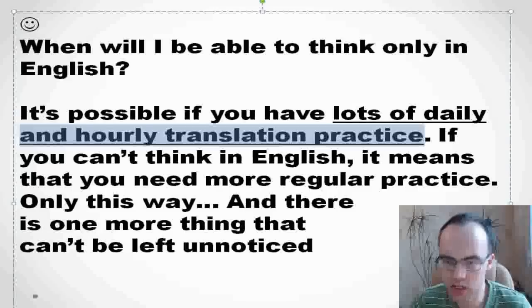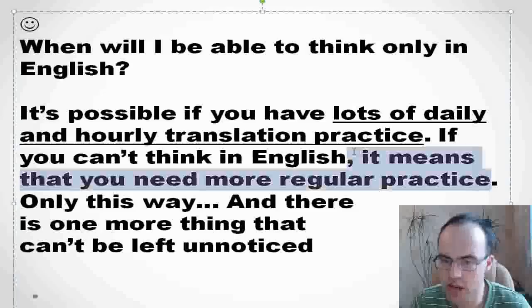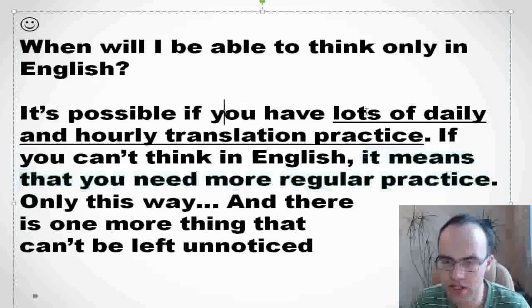If you can't think in English, it means that you need more regular practice, that you don't have enough practice. So you have practice, but little practice, not enough practice, okay? Only this way. More practice, daily and hourly translation practice.